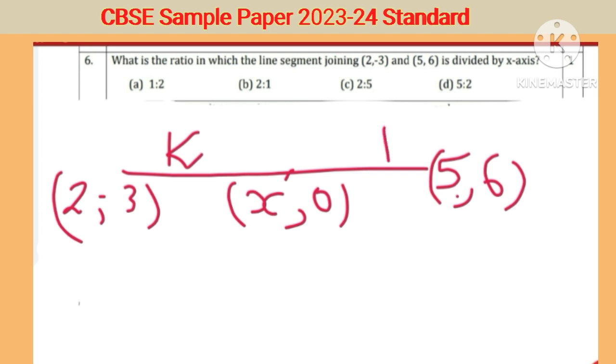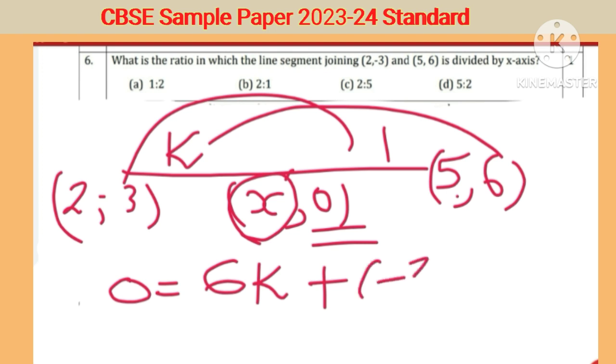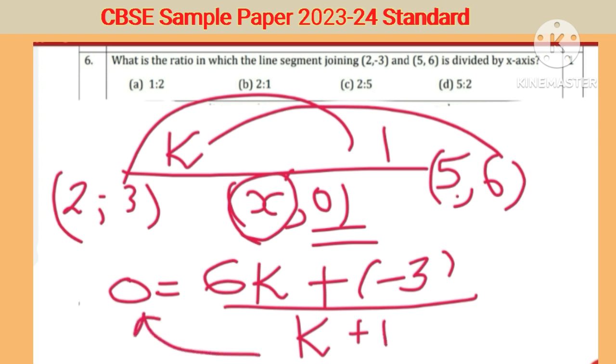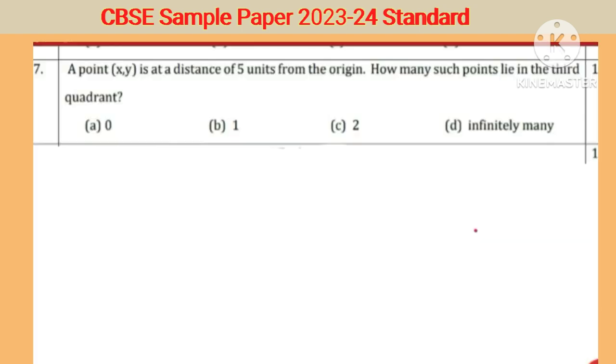So there is no benefit of using the x coordinate because we don't know the x coordinate. So we will directly apply 0 for the y coordinate. So 0 is equal to k into 6, because we only take care of y coordinates, plus 1 into minus 3, divided by k plus 1. Now this k plus 1 becomes 0. So we get 6k is equal to 3. Okay, so k comes out to be 1 by 2. So hence the required ratio is 1 is to 2. So A is the right answer. I hope you get it.